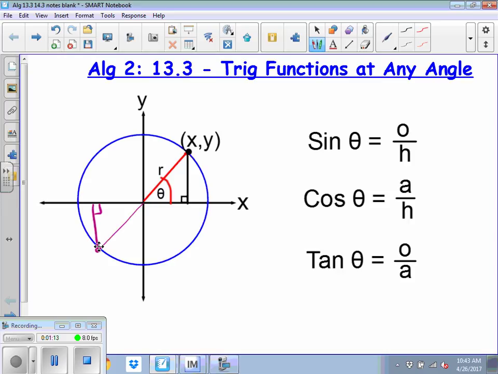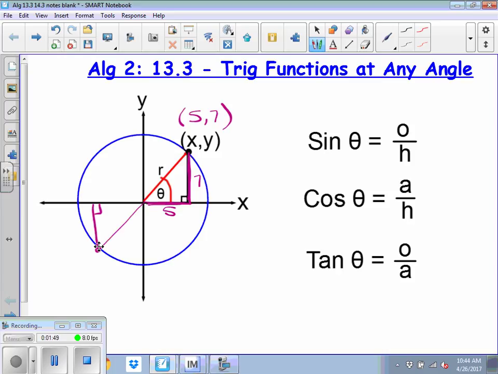The x and y values are the length of the legs of those right triangles. The x and y value of the coordinate that they give you is the value of the two legs. So if this was the point 5, 7, what's this? 5. And what's this? 7. That is your x and y values. That is the length of the legs.